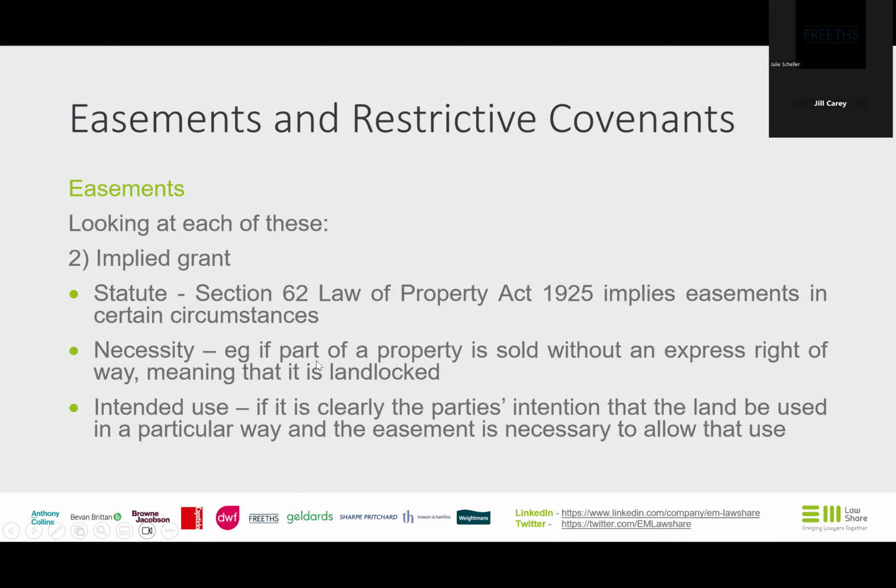You might also find an easement of necessity. So again, if the council sells off a parcel of land and it doesn't grant an express easement, and then there is physically no way to get to what it's sold, then it might be found that there is an implied easement because otherwise you couldn't use that land. And also, there may be an implication where it was clearly the party's intention that the land be used in a particular way and that the easement is necessary to allow that to take place.